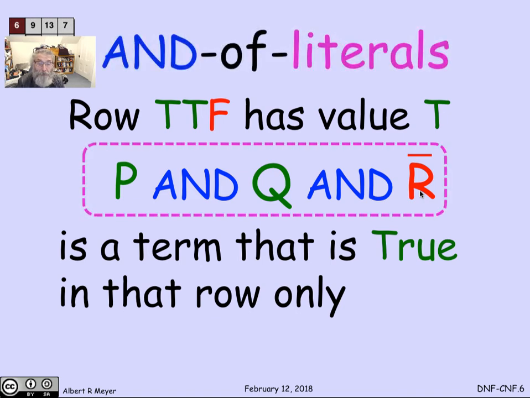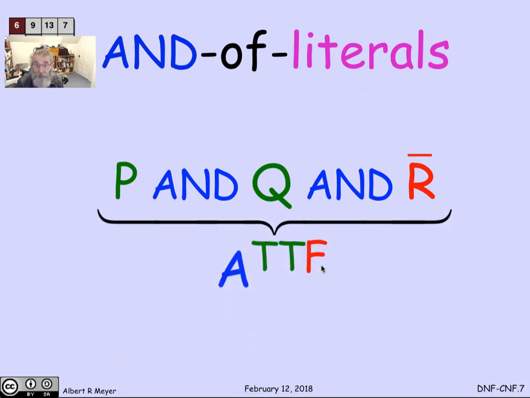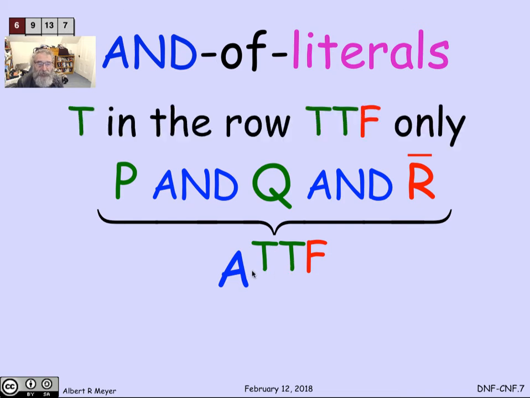Okay. This kind of a term is called an AND of literals. A literal is either a variable or the complement of a variable. R bar is the complement of a variable. Q and P are just isolated variables. So an AND of literals is a product of literals. So let's give this a name. I'll call it A super TTF, for the AND at the row TTF. And I remind you that A TTF has the property that it's an AND of literals formula that's true exactly in the row, or under the assignment, TTF, and it's false under all other truth assignments.